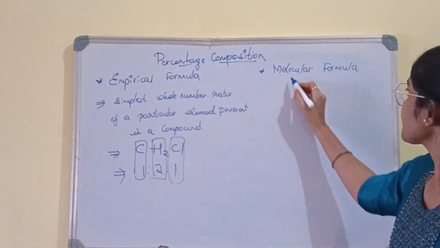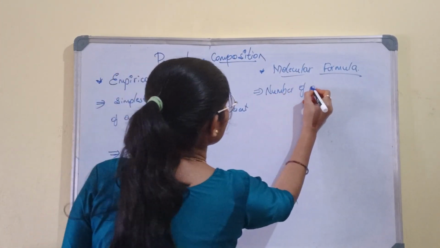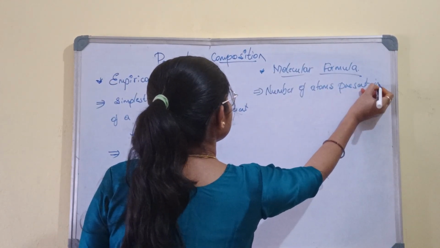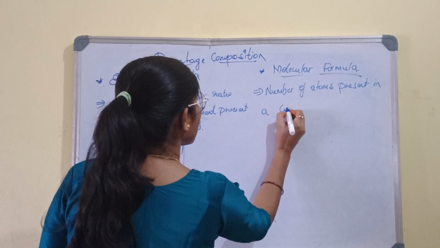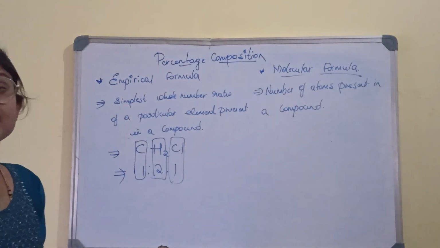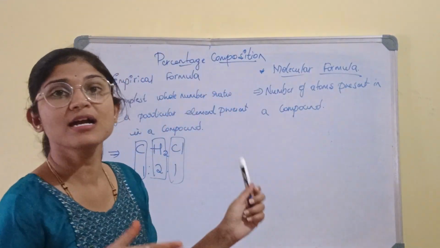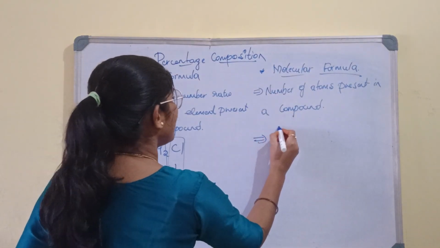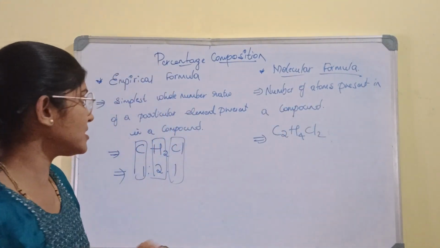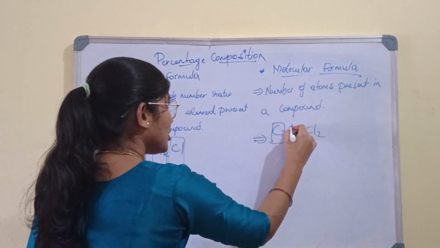Molecular formula. It is the number of atoms present in a compound. So molecular formula represents how many atoms of a particular element are present in a compound. For example, you have C2H4Cl2. What is in molecular formula?